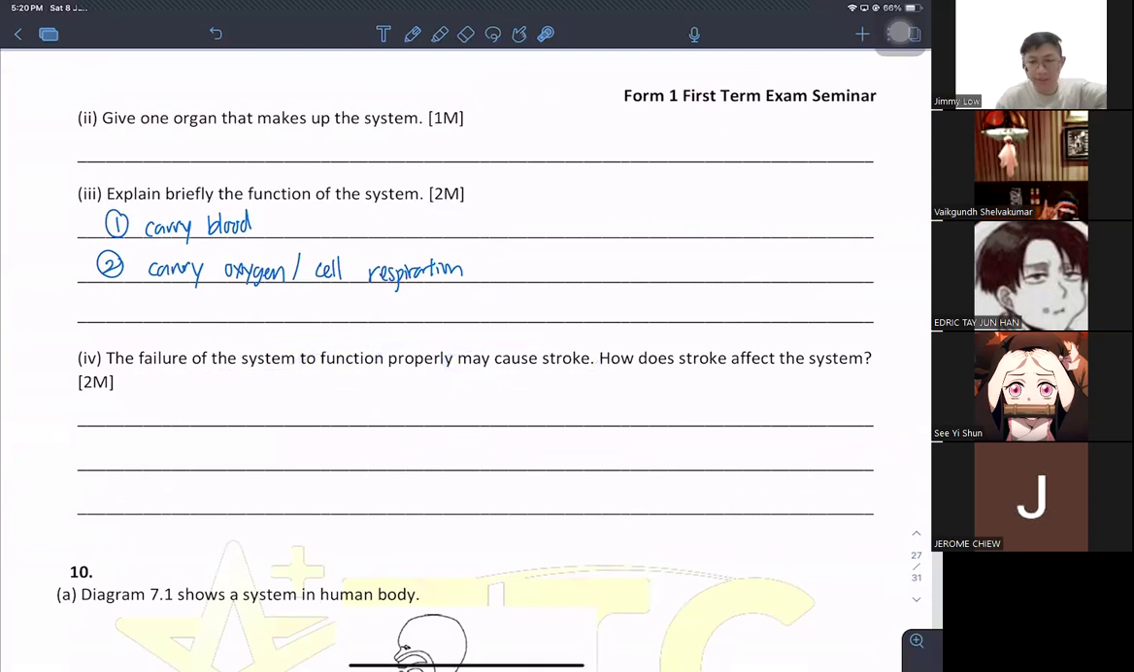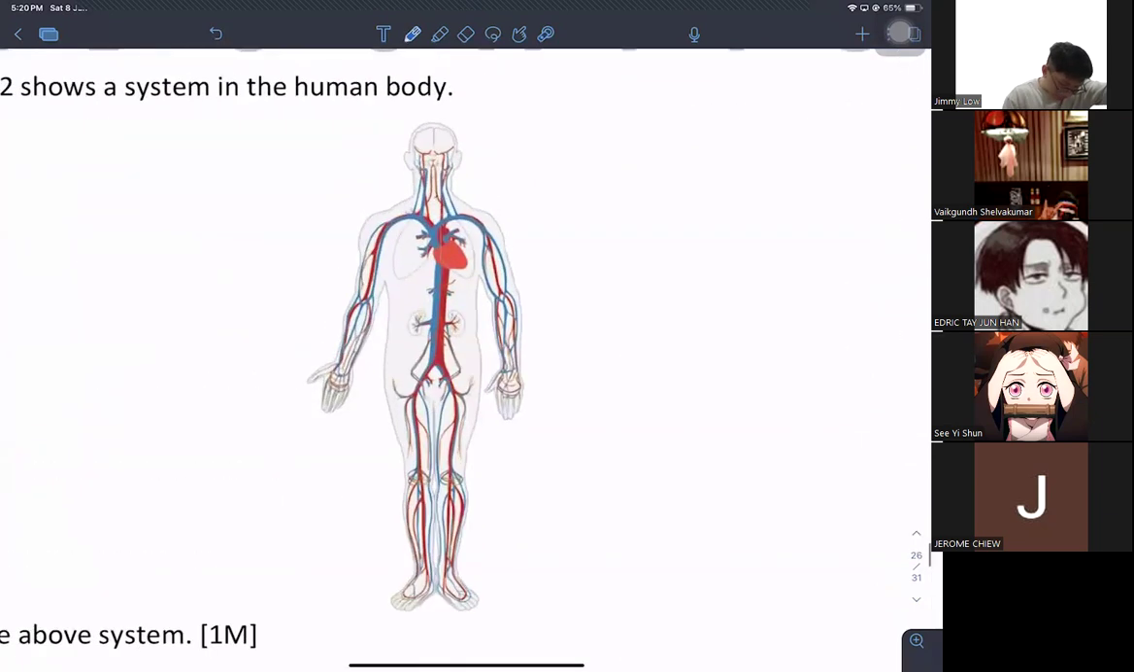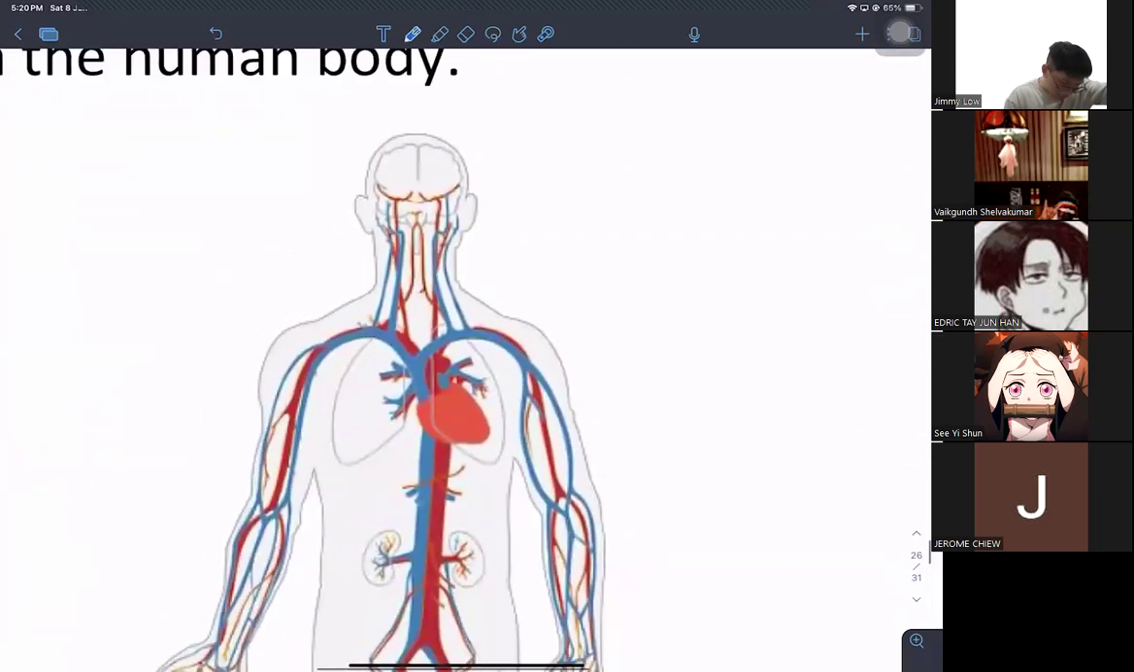How does stroke affect the system? Actually, stroke means what? This one is not in your notes as well, not in your textbook, just extra stuff, which should not be happening in your exam. But just in case, touch wood, the question comes as an out of syllabus question, then you know at least how to do.